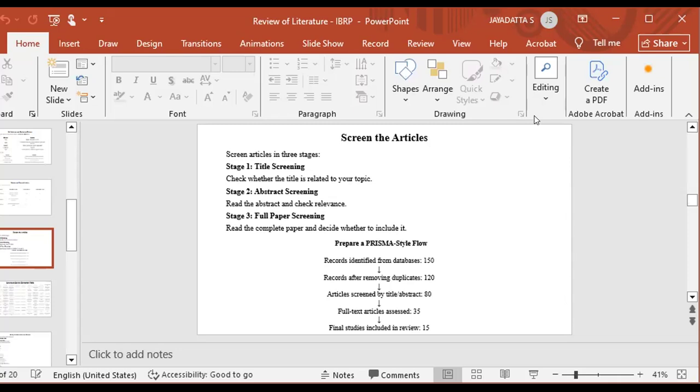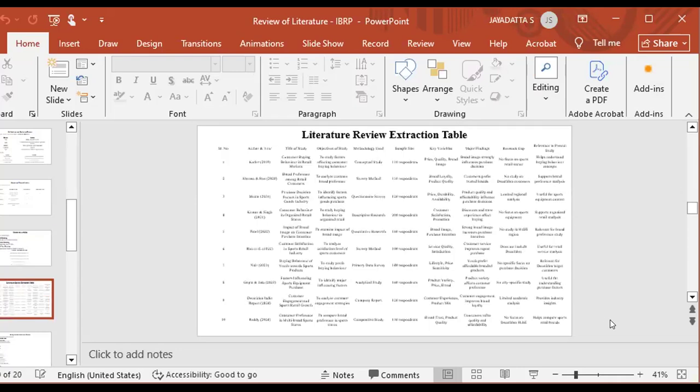Fair enough. But those particular research articles which you already have in hand, like 35, you are considering. So final studies included in review will be 15. Out of 35, again you are trying to include only 15 which are relevant to your study. Okay, clear? So let us now understand the review of literature in terms of the extraction table.